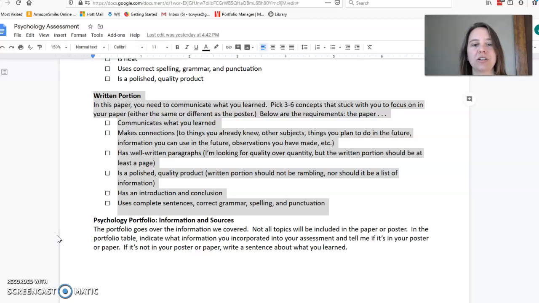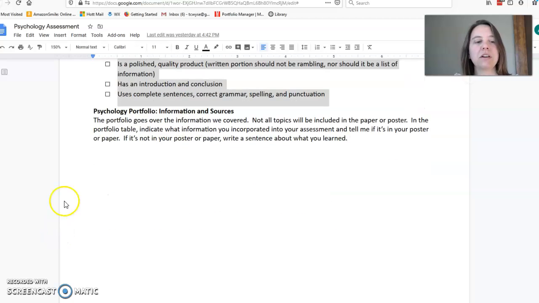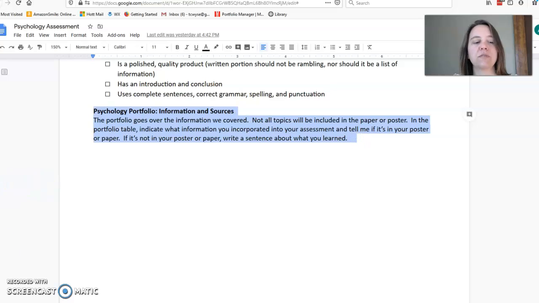The third aspect is the psychology portfolio, which includes information and sources. The portfolio goes over the information we covered. Not all topics will be included in the paper or poster. In the portfolio table, indicate what information you incorporated into your assessment and tell me if it's in your poster or if it's in your paper. And then if it's not, I want you to write a sentence about what you learned from that.